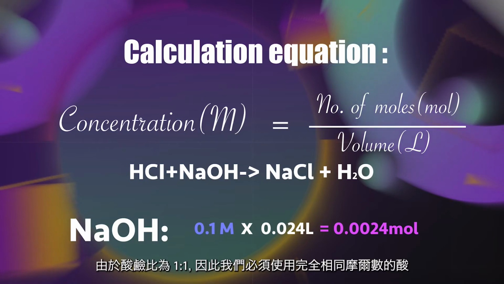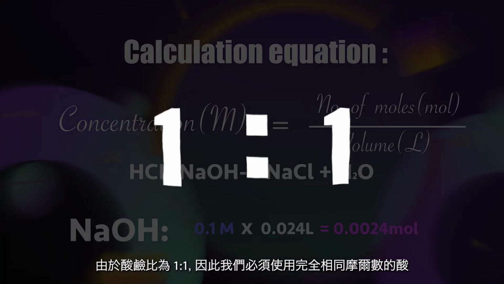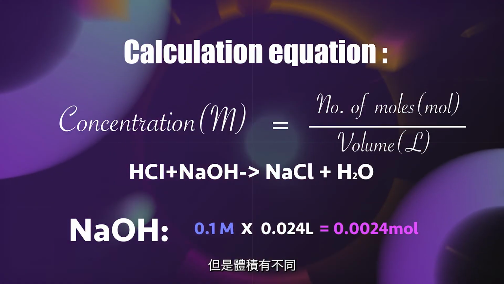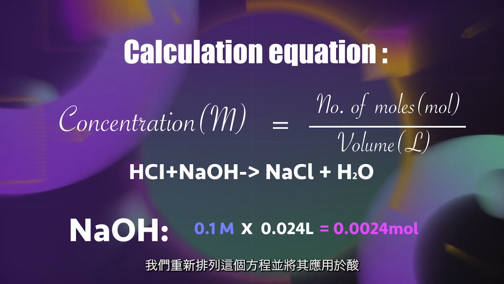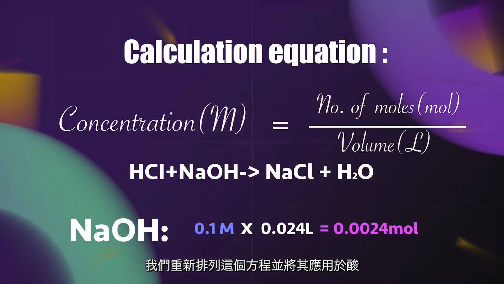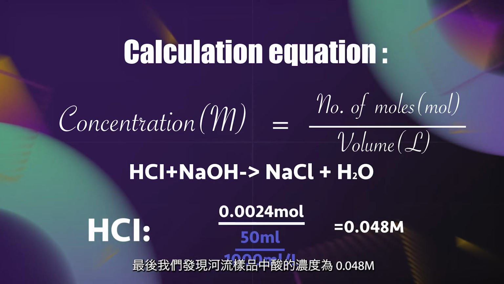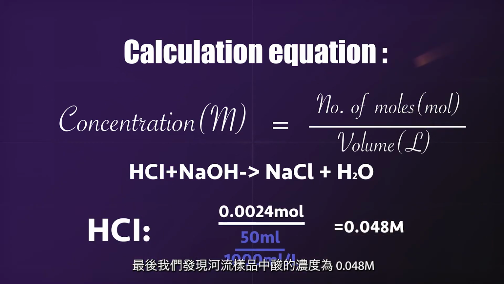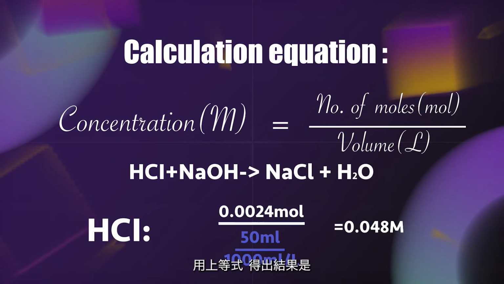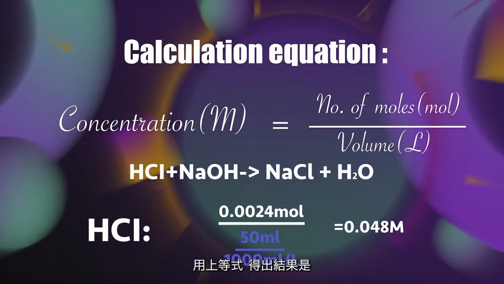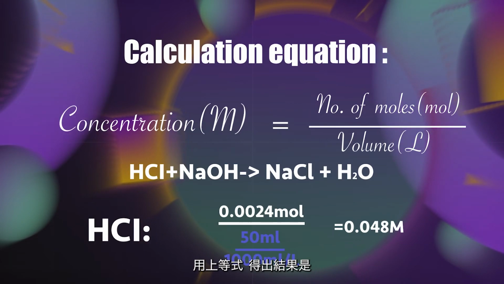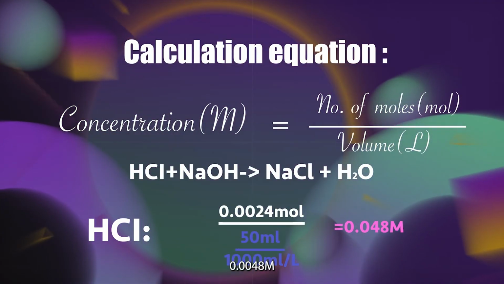From this, we must know that we have used the exact same amount of moles from the acid. However, the volume will be different. So, we swiftly rearrange the equation like this, and then we have moles divided by volume, which is 50. Therefore, our concentration must equal 0.0024 divided by 0.05, which, using simple math, which I'm too lazy to do, so we're going to use a calculator, gives us 0.048 moles per liter.